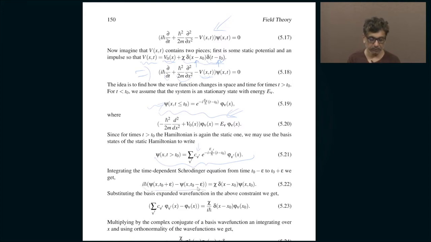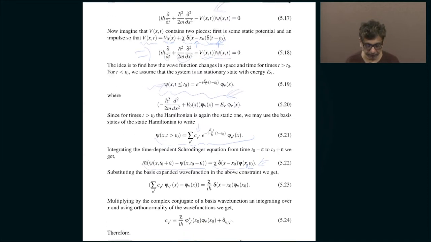So what that is going to say is that basically the wave function is discontinuous, and the strength of the jump, the value of the discontinuity, is determined by the strength of the delta function there. So it multiplies the wave function, but the wave function is evaluated at the time at which the impulse takes place. Okay, so it's actually x0, t0.